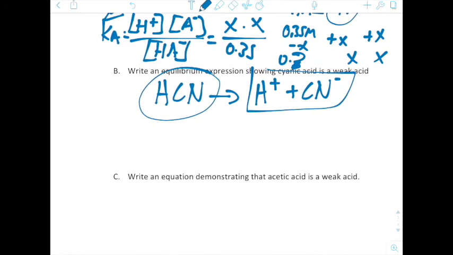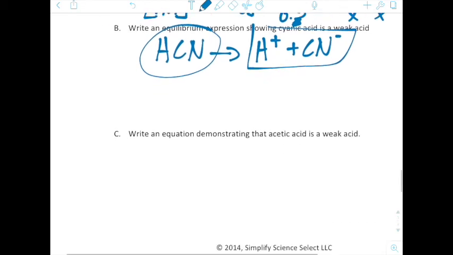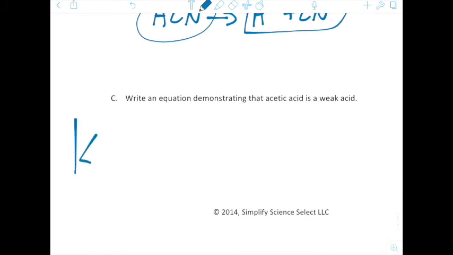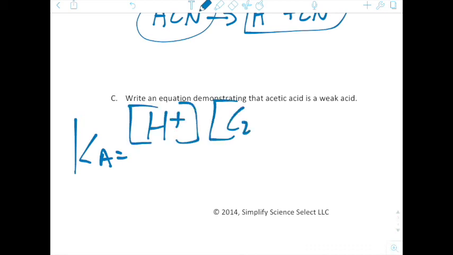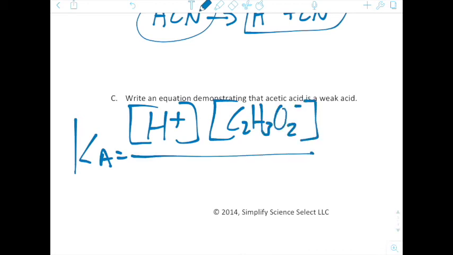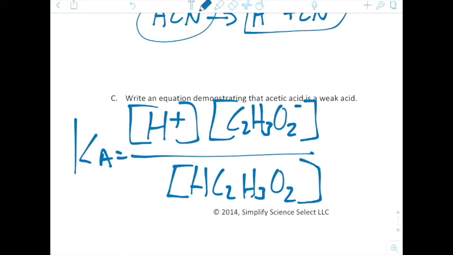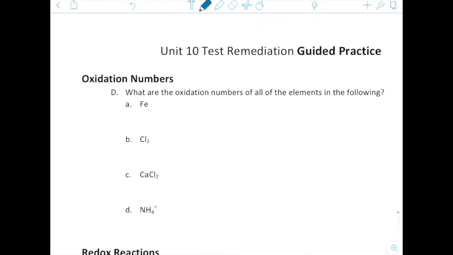And lastly, it says write the equation demonstrating acetic acid is a weak acid. What you should get is Ka equals H plus times C2H3O2 minus all over the concentration of HC2H3O2. See if you can write the equation and see how I got that.